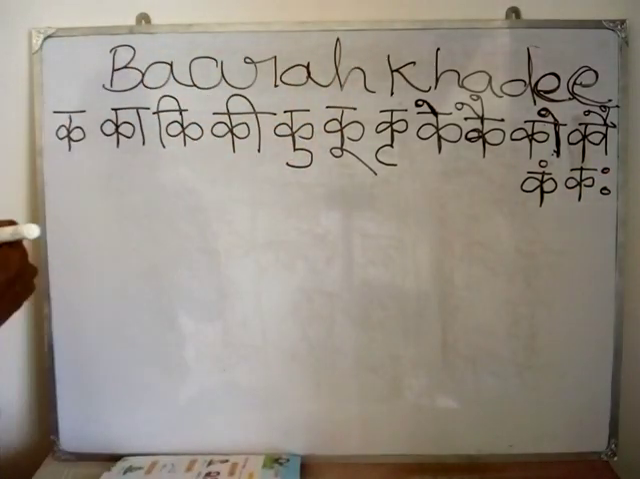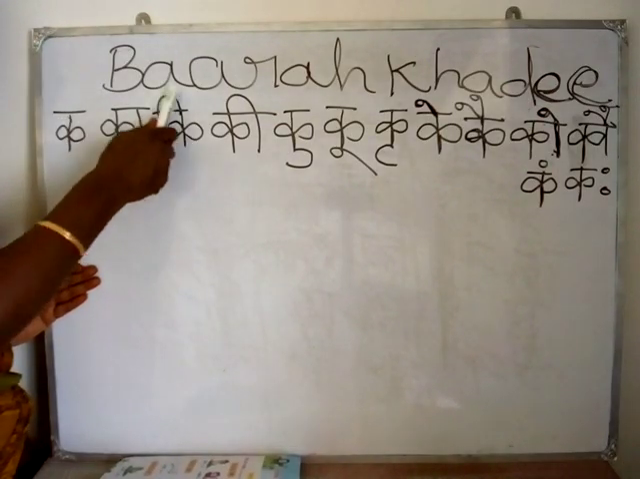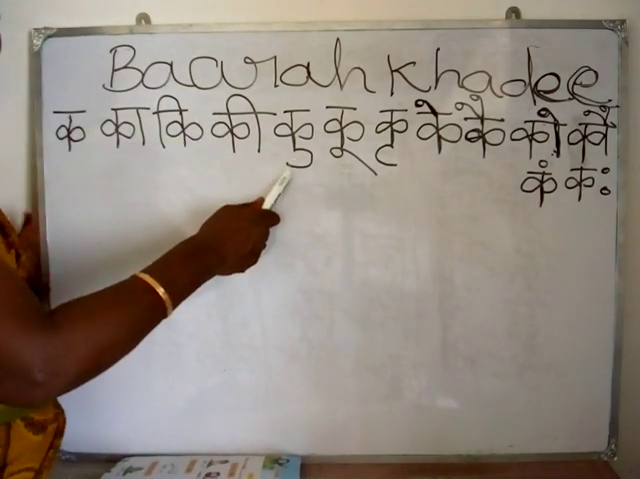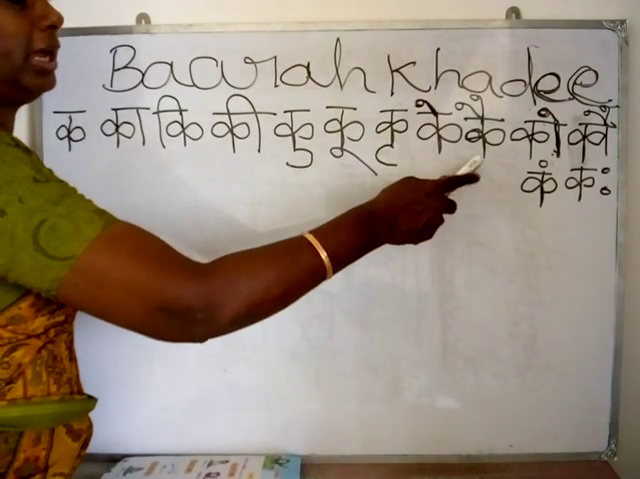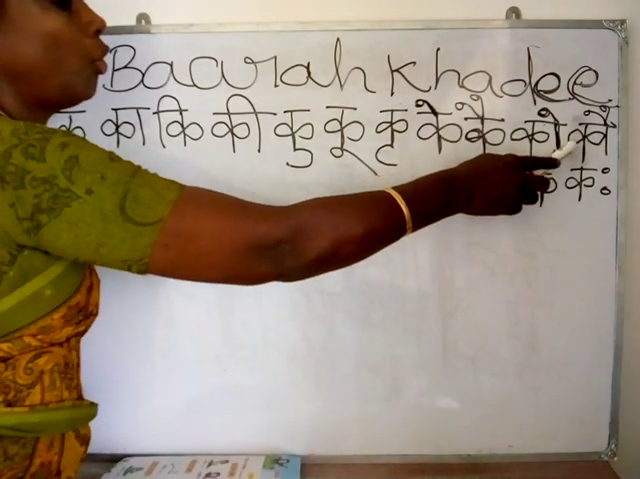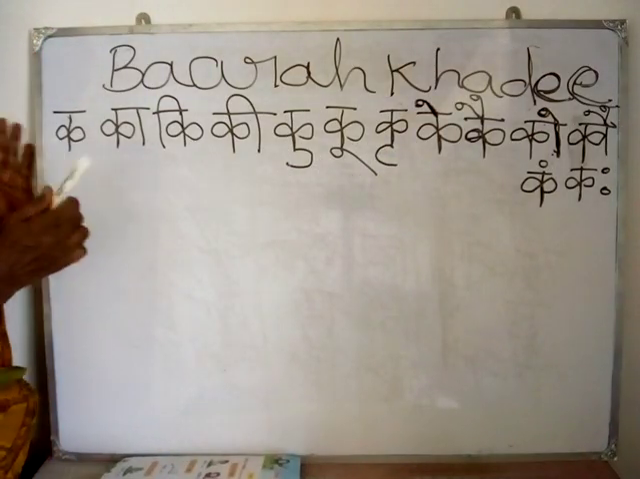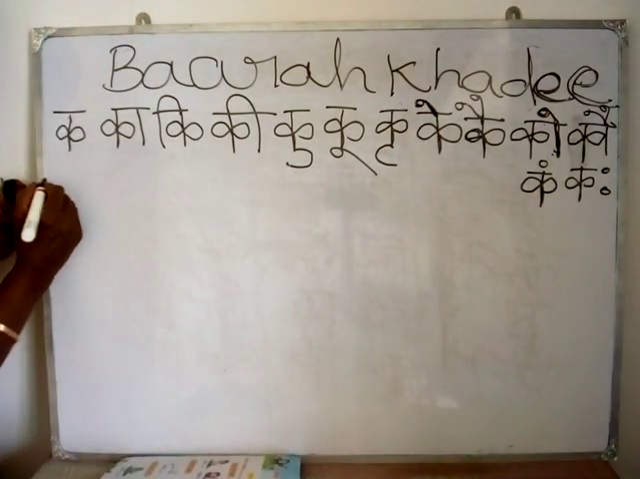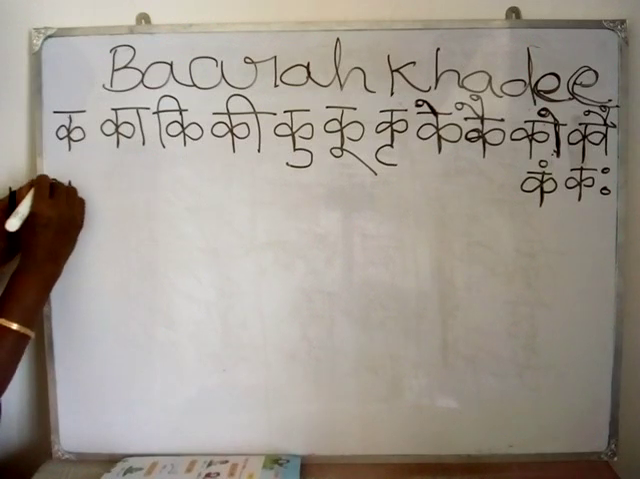Once again I am repeating, listen. Ka, ka. Ki, ki. Ku, ku. Kr. Ka, one curve, ke. Ka, two curves, kai. Ka, one line and one curve, ko. Ka, one line and two curves, kau. Kam, kaha. For that, second Bargadi, second ka.